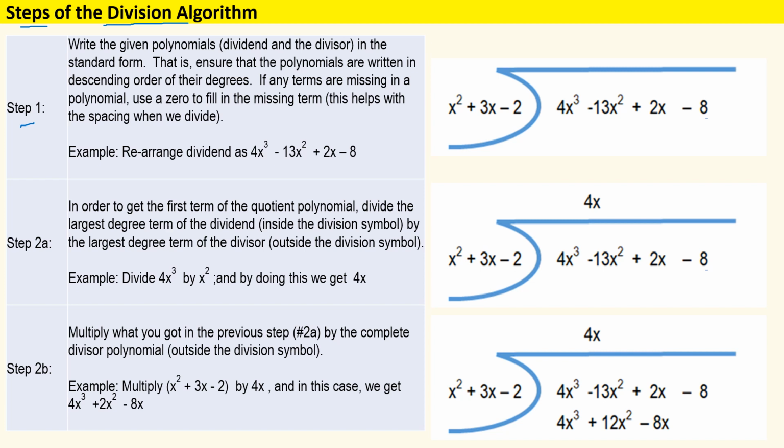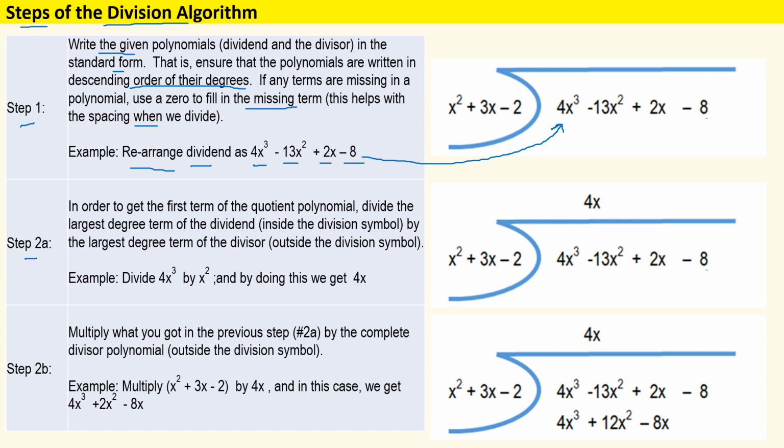Step 1 states that we write the given polynomials, dividend as well as the divisor, in the standard form. That is, ensure that the polynomials are written in the descending order of their degrees, and this is what the standard form is. And if any term is missing in the polynomial, use a 0 to fill in the missing term, because this filling up by 0 helps in spacing when we divide. So in our example, we will have to rearrange the dividend, and the new arrangement would look like 4x cube minus 13x square plus 2x minus 8. And this rearranged polynomial is written inside the division symbol.